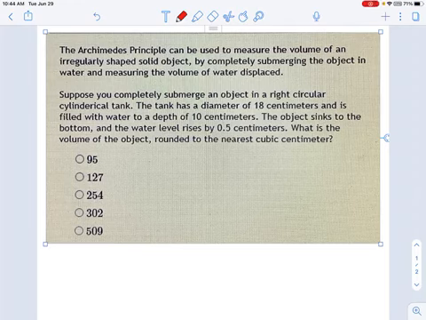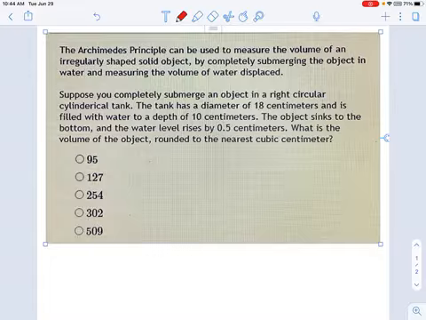So in this problem, we're told that we're going to be doing something with the Archimedes principle, which has to do with that old Greek story about Archimedes putting the king's crown in the bathtub with him to measure the volume of the crown by seeing how much the water in the bathtub rose. What we're doing here is we're submerging an object, right?